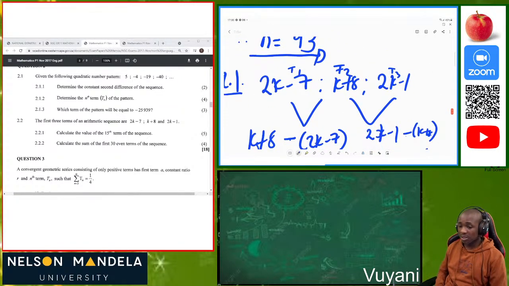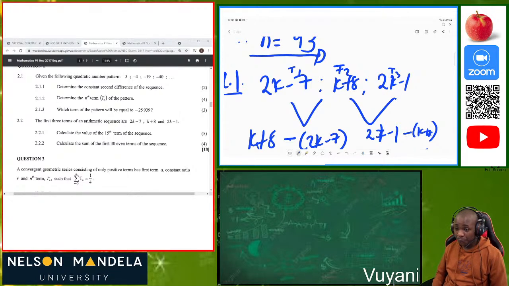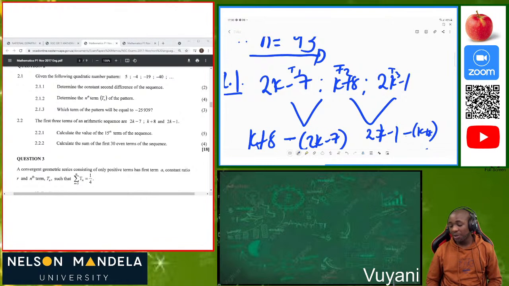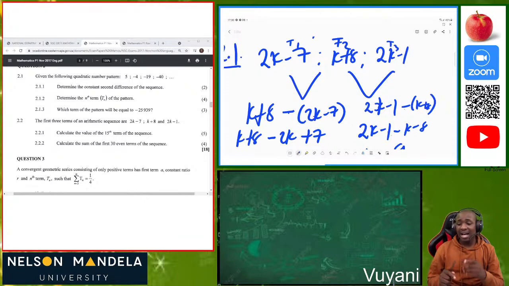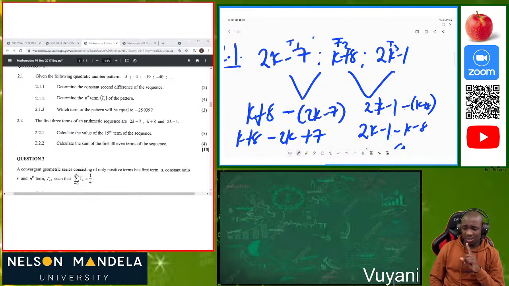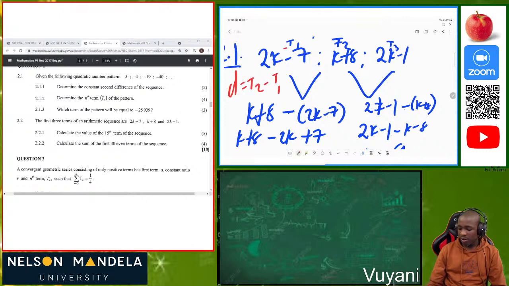Just to go through it again, we were given 2k minus 7, which was our term 1. We were also given k plus 8, which was term 2, and 2k minus 1, which is our term 3. So now we know that this is an arithmetic sequence, and in an arithmetic sequence, we always have a constant difference. In other words, our d is always equal to term 2 minus term 1. So this was our term 1, this was our term 2, this was our term 3.